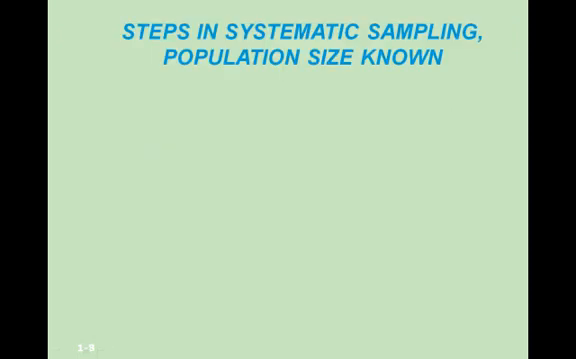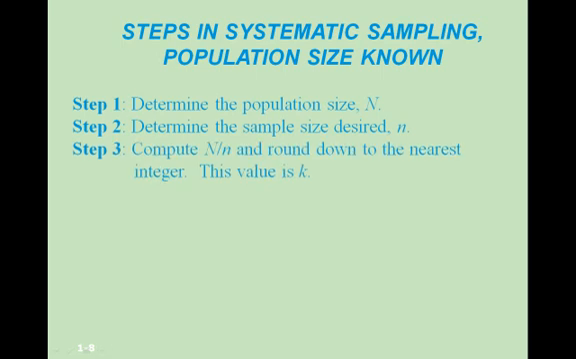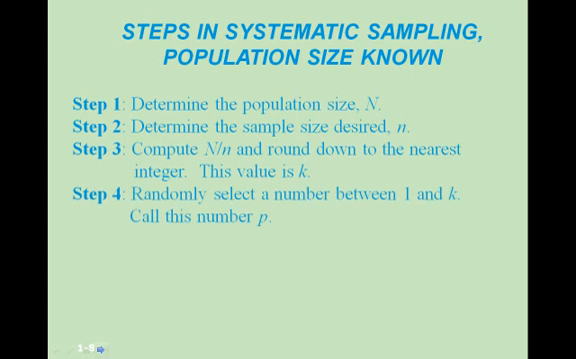To do this, let's look at the steps in systematic sampling when the population size is known. The first step is to determine the population size, big N. The second step is to determine the sample size desired, little n. Step 3, we want to compute the population size divided by the sample size and round down to the nearest integer. This value will be k.